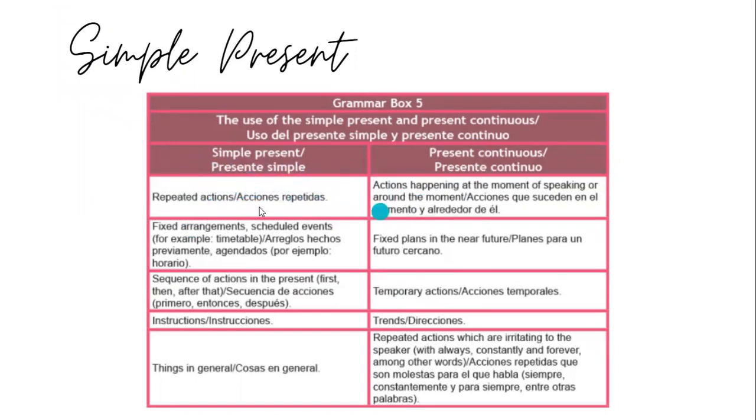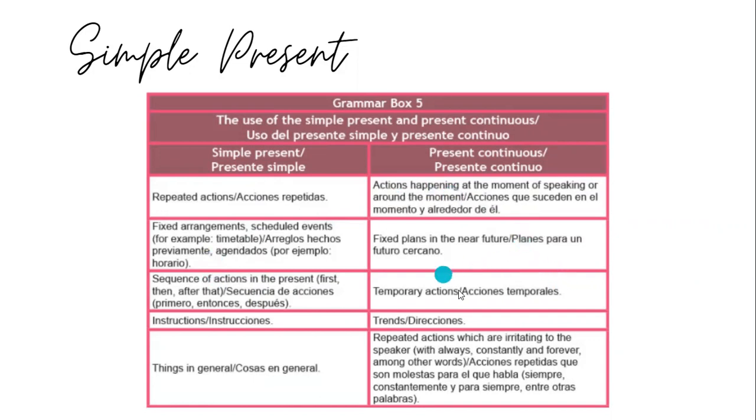Bueno, esto se los voy a explicar mejor en español para entender muy bien, ¿ok? Entonces, el presente simple es con acciones repetidas y el presente continuo son acciones que suceden en el momento y alrededor de él, ¿ok? Y luego, en el presente simple hay arreglos hechos previamente o agendados. Y el presente continuo es para planes para un futuro cercano, ¿ok?